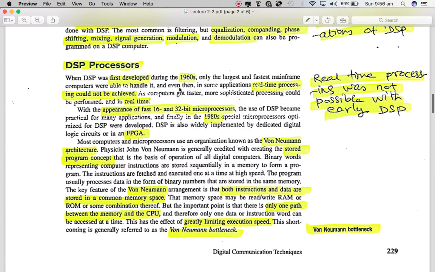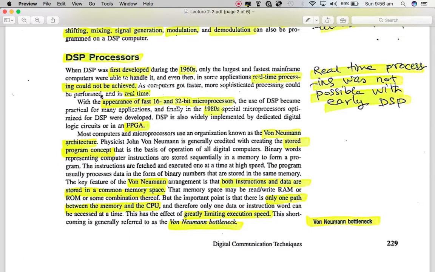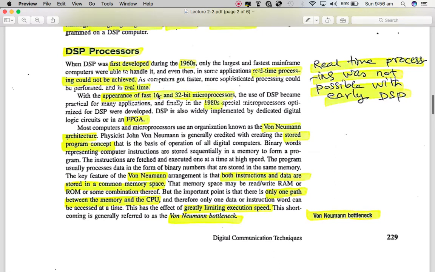DSP processors in the early 60s were not very sophisticated, and they could not perform real-time processing, which is very fast. Nowadays we have good processors of 16-bit, 32-bit, and even 64-bit available, and they came across the world in the early 1980s. After that, the processing of the DSP was nearly possible with these kinds of microprocessors coming into play.